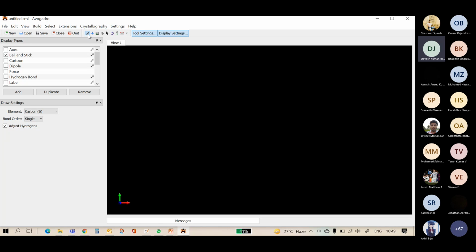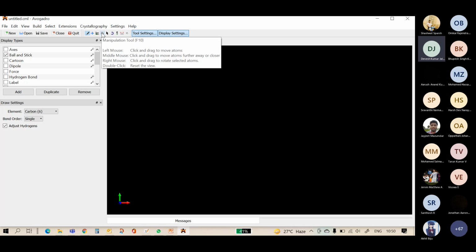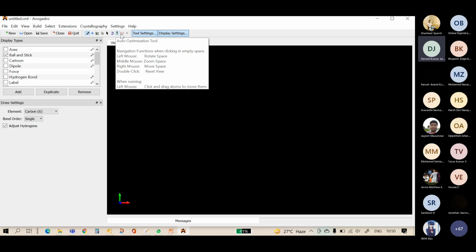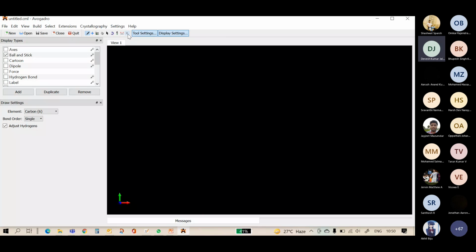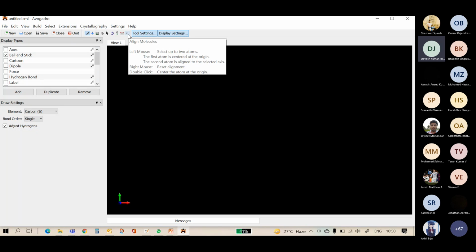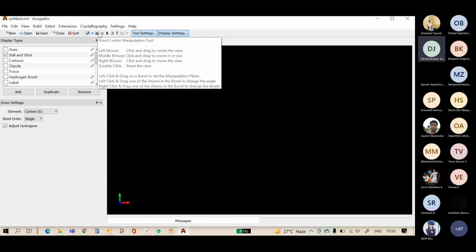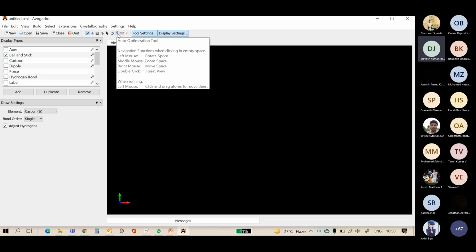Okay, so let's take a look. First one is draw tool. Second one is navigation tool. Third one is bond centric manipulation tool. Fourth one is manipulation tool. Selection tool, then auto rotation tool, auto optimization tool, measurement tool, and align molecules tool. This align molecules, I don't even know how to use this, not very useful. You can explore it later when you have leisure time. The most important ones are the draw tool, the manipulation tool, the selection tool, and the auto optimization tool.